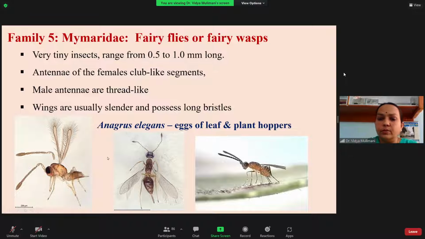Here also you remember Anagyrus elegans. This is a common example for the Mymaridae. Anagyrus elegans attacks the eggs of the leafhopper and the planthopper. That you have to remember.